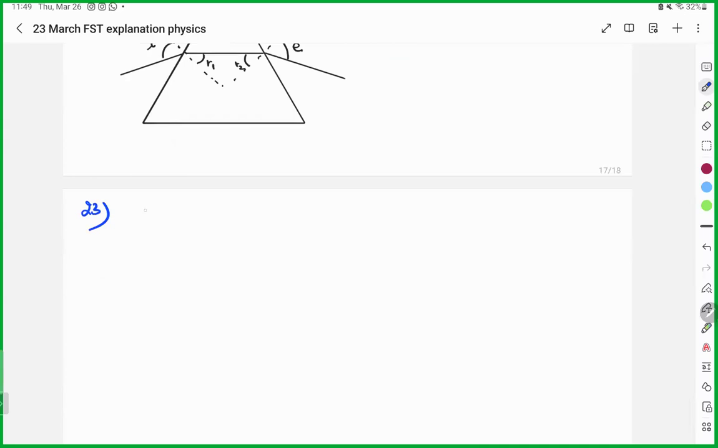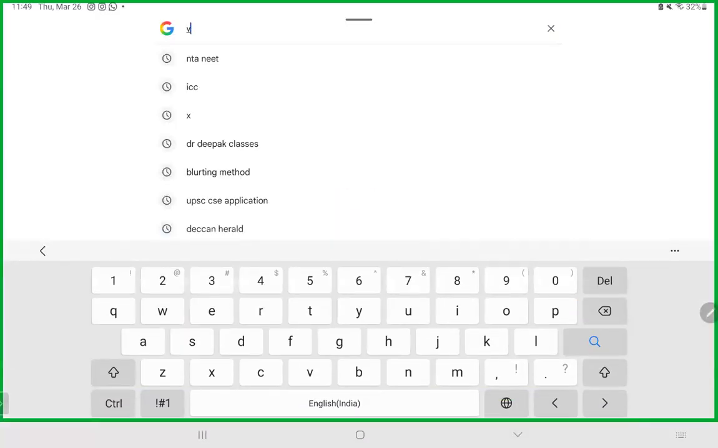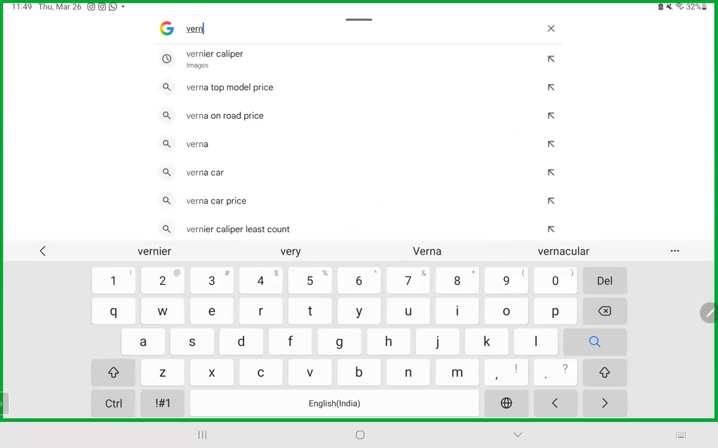One, main scale. Main scale tells you the main reading, like normal scale what we have. And then you have vernier caliper scale. वर्नियर स्केल मूवेबल छोटा सा पार्ट होता है. I will show you diagram also of vernier caliper, so you will get idea what I am trying to convey. ये वर्नियर कैलिपर है.